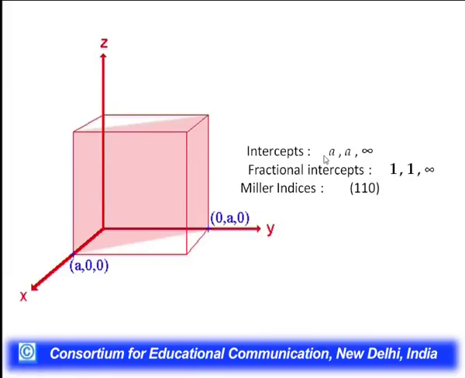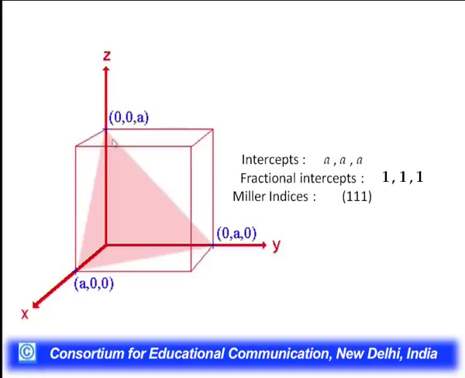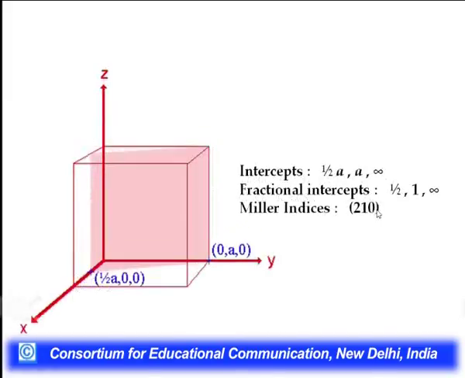If the intercept on A is infinite, then the fractional intercepts are 1, 1, infinite, and we have the Miller indices 1, 1, 0. The shape of the plane is in this manner. Now, this is a triangle where all the intercepts cut at A, so the fractional intercepts are 1, 1, 1, and we can calculate the Miller indices as 1, 1, 1.